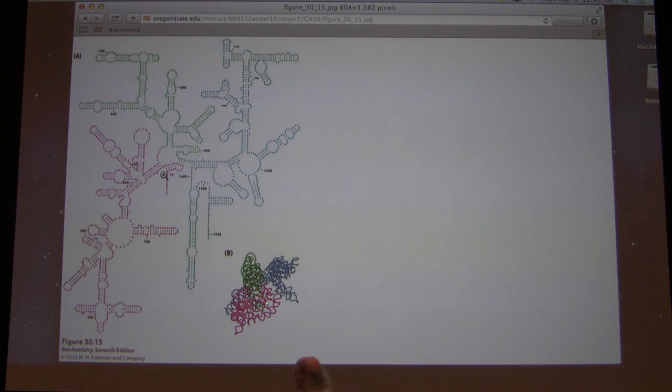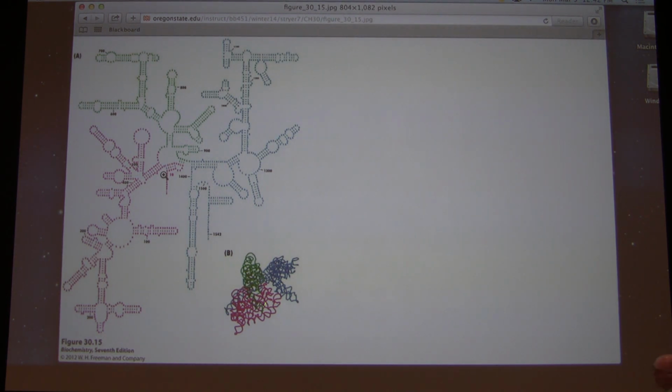Now, I always like to think about this as well, because we spent a fair amount of time last term talking about protein folding. And I hammered into your heads the importance of protein folding for protein function. It had to fold properly. If it didn't fold properly, we might get a prion or something like that. And this tells us that the same is true for RNAs as well. This guy has to fold up, just like a protein has to fold up, in order to function properly.